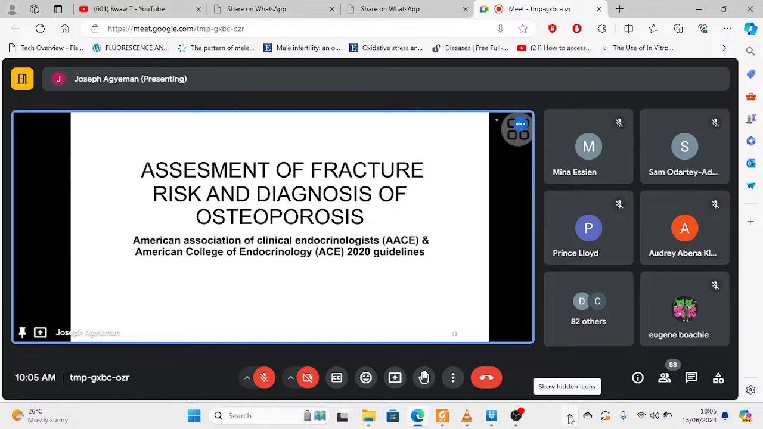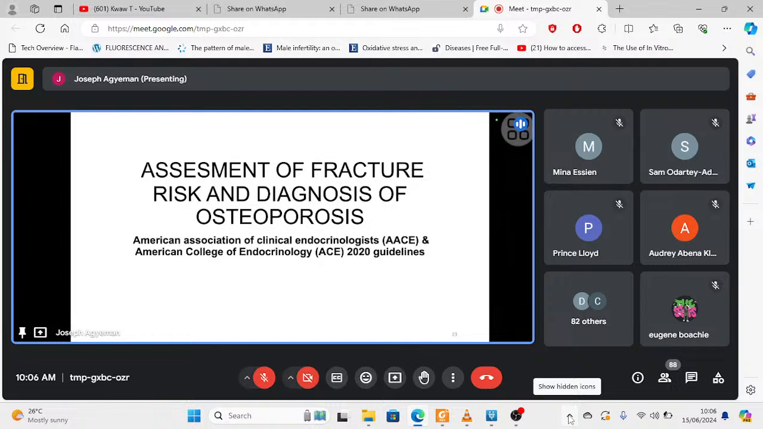osteoporosis? So this, we are trying to adapt the recommendations by the American Association of Clinical Endocrinologists alongside the American College of Endocrinology. This is coming from the 2020 guidelines.